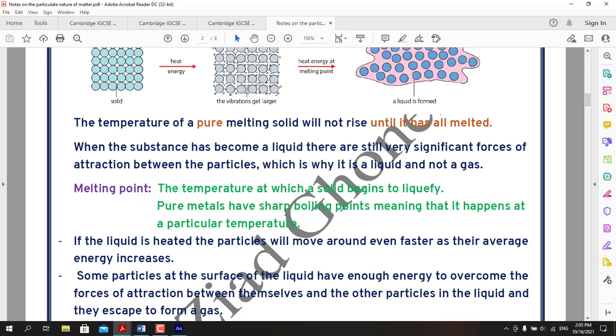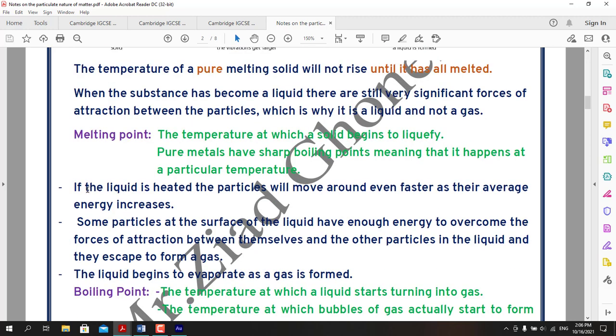Now, to defining the melting point. The melting point is the temperature at which a solid begins to liquefy. As we mentioned, pure metals have sharp melting points, meaning that it happens at a particular temperature. And again, we'll explain that in a minute. If the liquid is heated, the particles will move around even faster as their average energy increases.